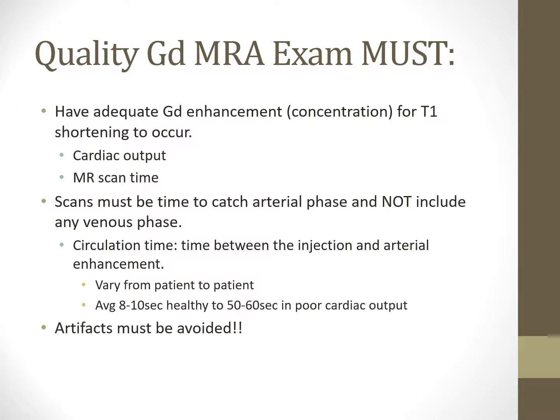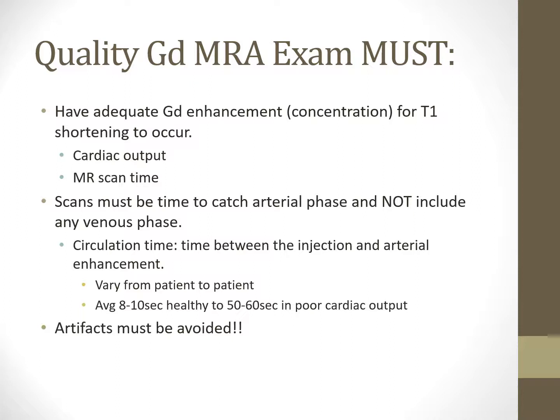So there's many ways that vendors have come up with for us to do this as technologists. We're basically going to try to scan at a time to catch the arterial phase and not include any of the venous. So we're looking at the circulation time, which is the time between the injection and the arterial enhancement. And this varies greatly from patient to patient. The average is 8 to 10 seconds for a healthy patient, and it could be up to 50 to 60 seconds in a patient with poor cardiac output.